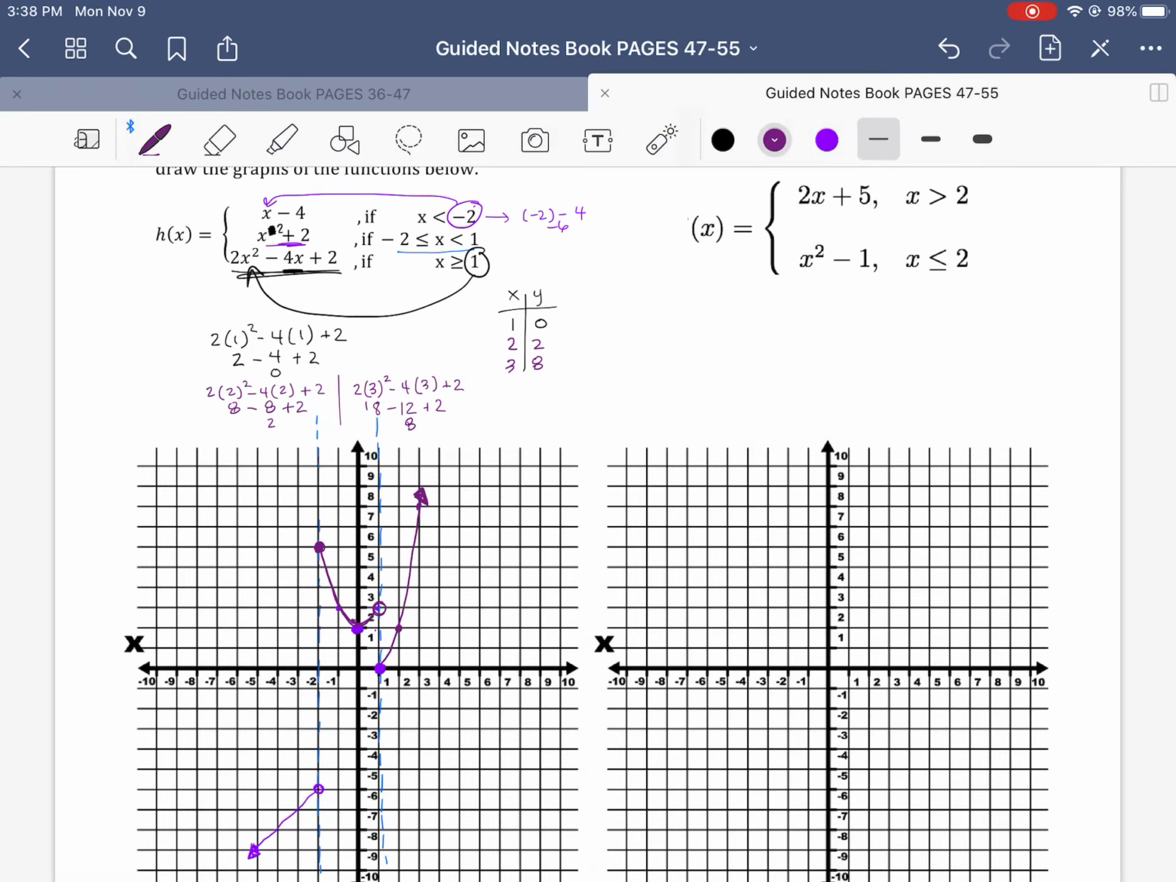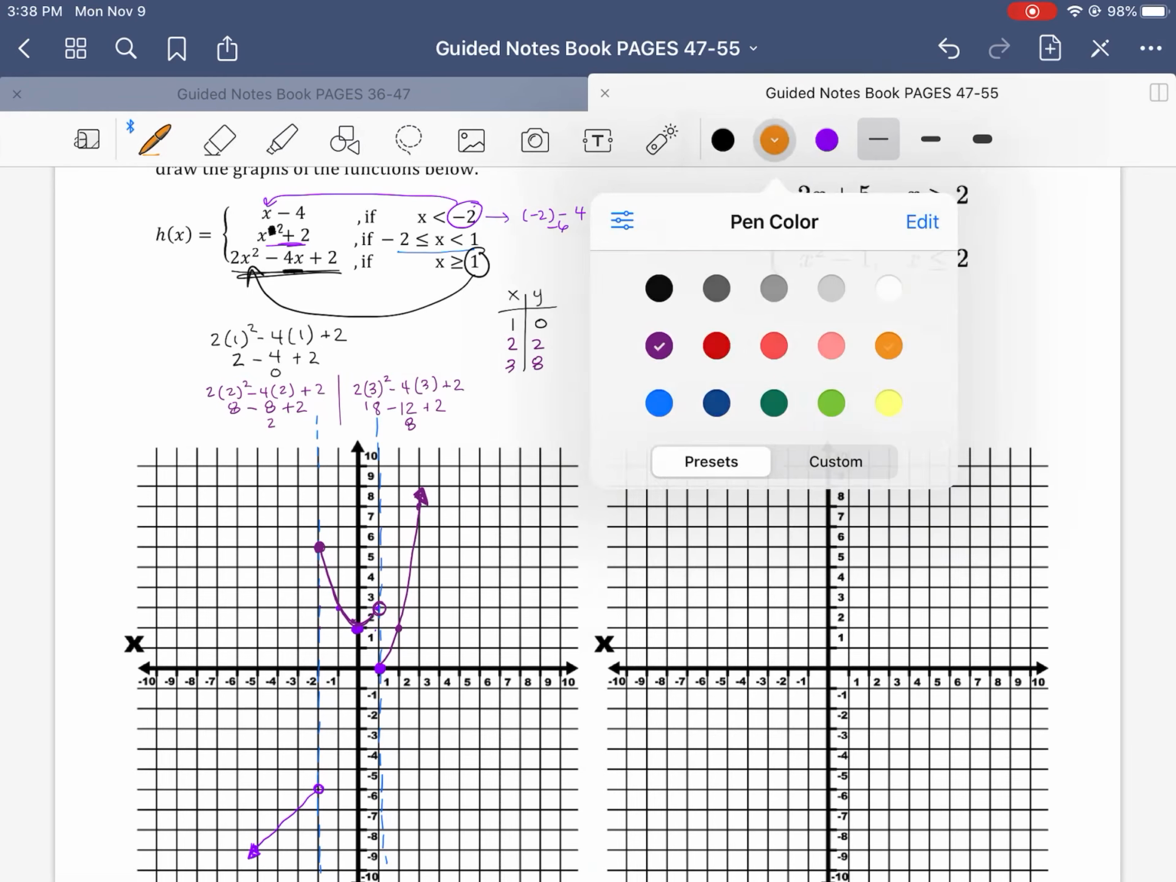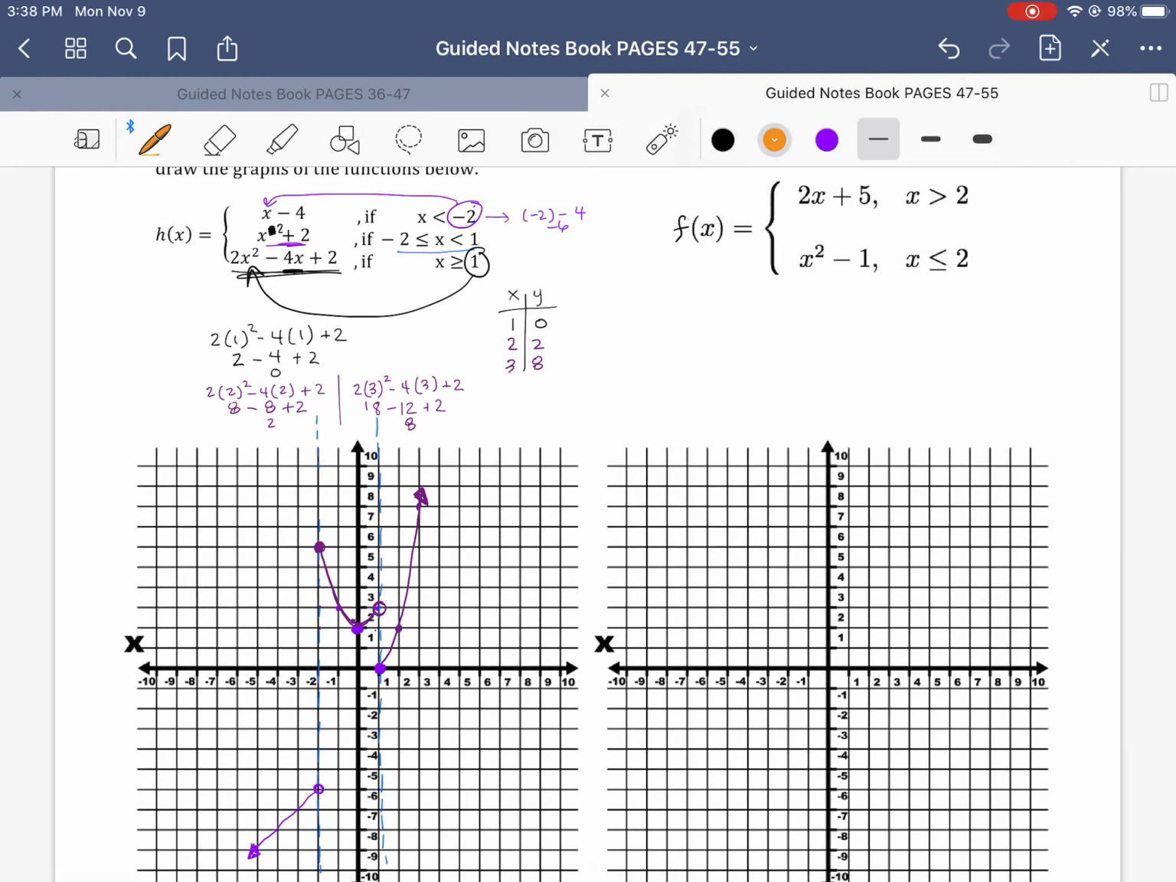All right, let's try one more of these. So again, this one only has 2 pieces. Oh, it doesn't even have a name. Let's call them f of x. It has 2 pieces here, and let's draw our barriers. Let's do some orange. Our barrier here at 2. So it looks like there's our barrier.